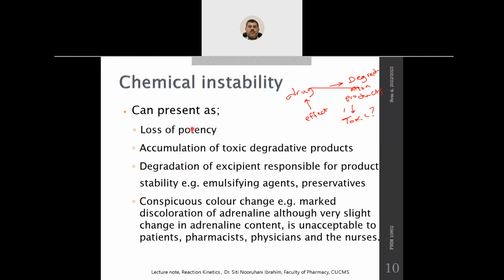Degradation not only happens to the API, but it can even happen to excipients and affect the formulation. For example, an emulsifying agent may degrade with time. So then the emulsification property will be lost. Then you'll have separation of your emulsion phases. Instead of oil, for example, emulsified in water, there will be 2 separate layers, oil separate from water.